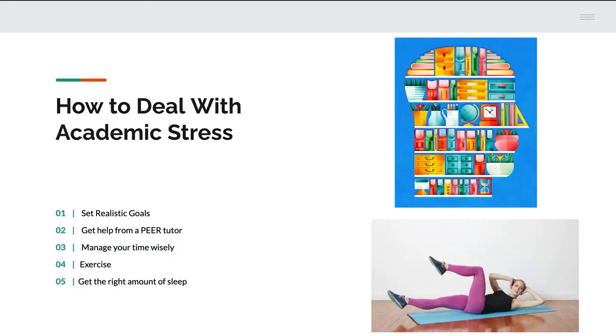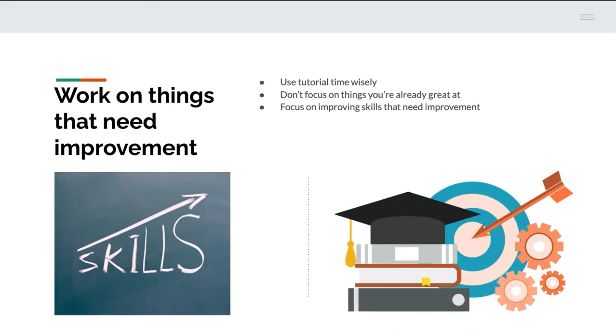How to deal with academic stress. 1. Set realistic goals. 2. Get help from a peer tutor. 3. Manage your time wisely. 4. Exercise. 5. Get the right amount of sleep.